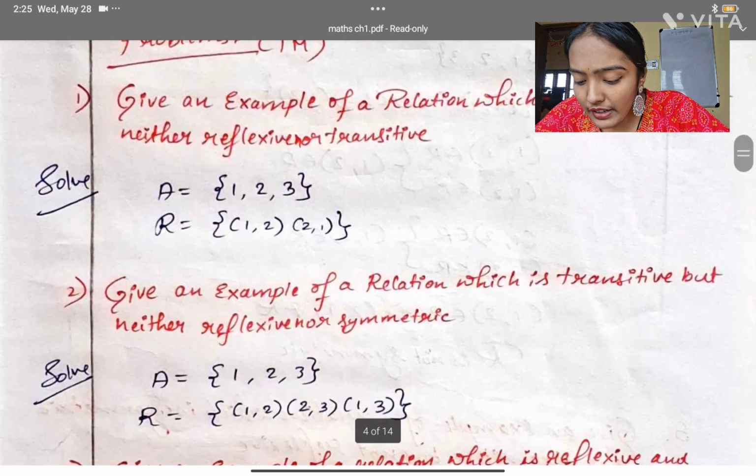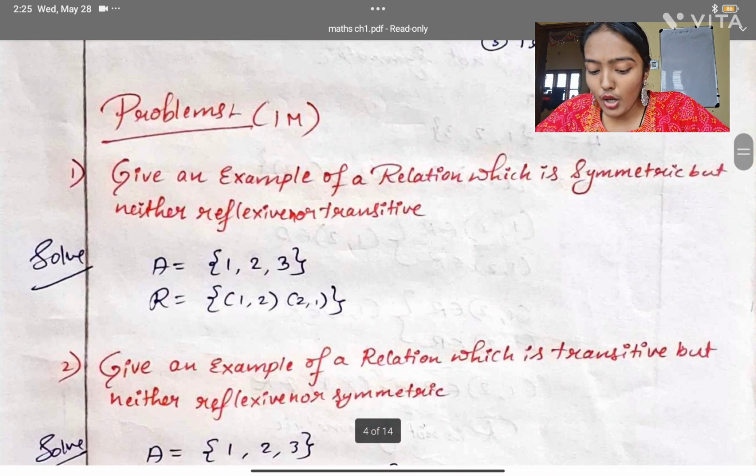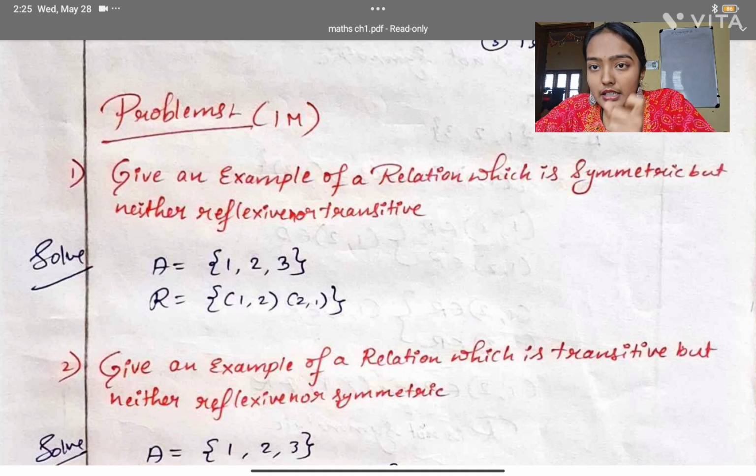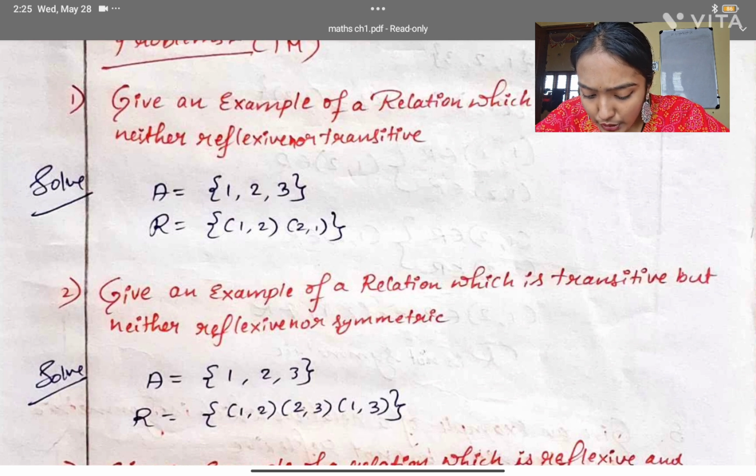Give an example of a relation which is transitive but neither reflexive nor symmetric. Transitive relation is what? (a, b), (b, c), (a, c). They all should belong to A only. So in that case, A is equal to {1, 2, 3}. 1 is a, 2 is b, 3 is c. The relation we can make: (a, b) means (1, 2), (b, c) is (2, 3), and (a, c) is (1, 3).